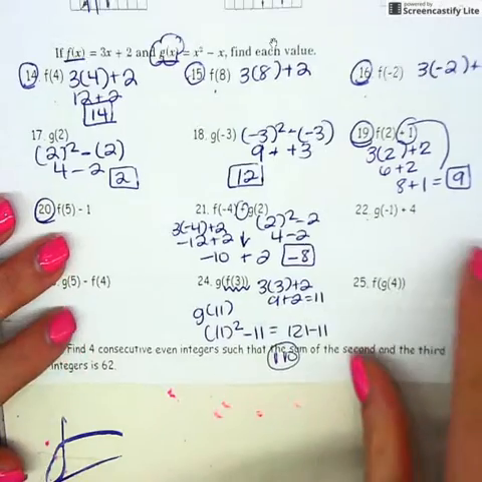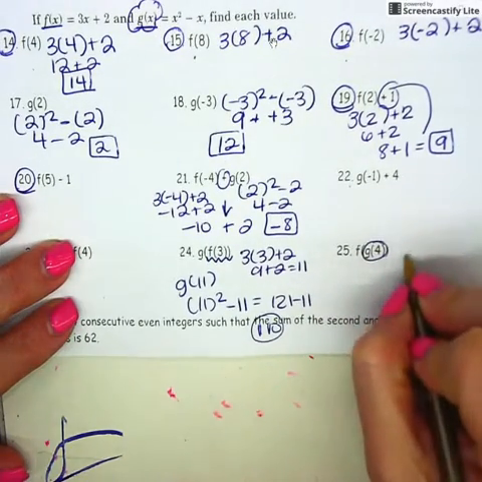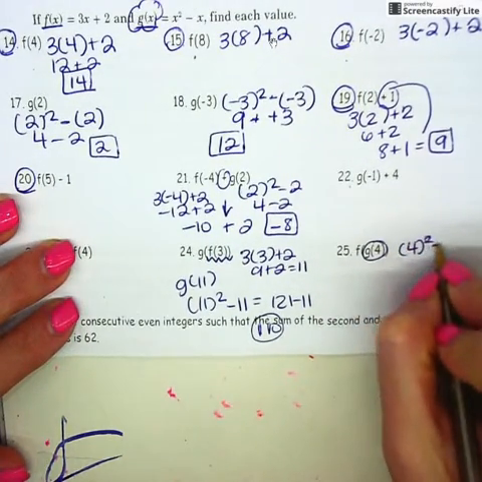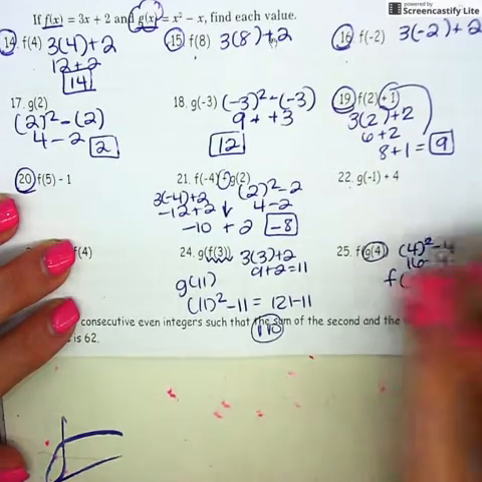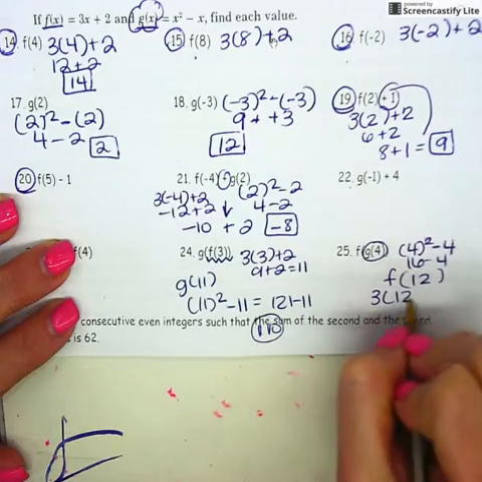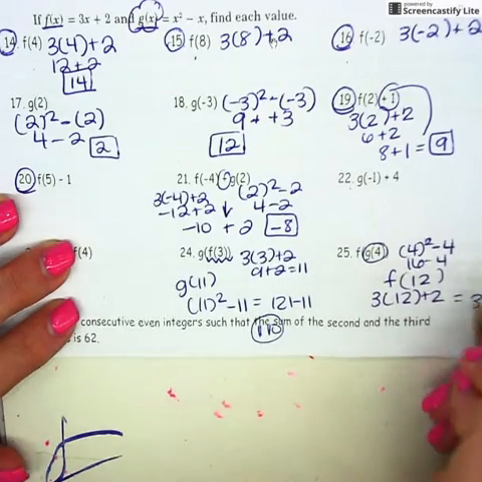Same thing on number 25. You're going to start with g of 4. So 4 squared minus 4. So 16 minus 4 is 12. And then you're going to do f of 12. So 3 times 12 plus 2, which is 38.